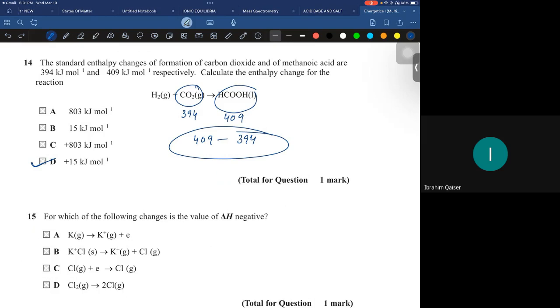See this question 15. Value is negative. Is it B? No, D is molecule to atom. Bond is going to break down. Second one, C is correct. It's going to gain electron. In B, bond is going to break down. This should be endothermic. It's bond breaking. Bond breaking is always endothermic.